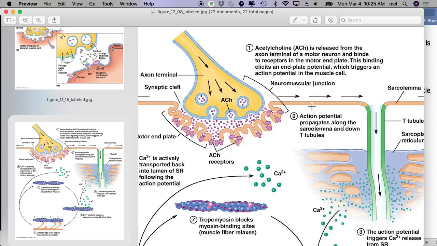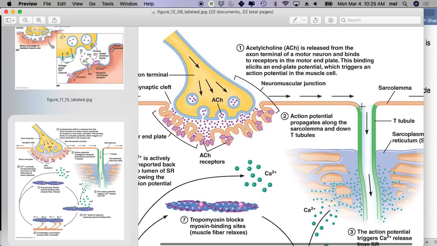So if you hit threshold, you will get an action potential. Threshold is slightly different in skeletal muscle than it is in neurons, but it's still the same direction. It's depolarizing. Okay, but the action potential is also anatomically different in muscle simply because it doesn't have to stay on the surface.